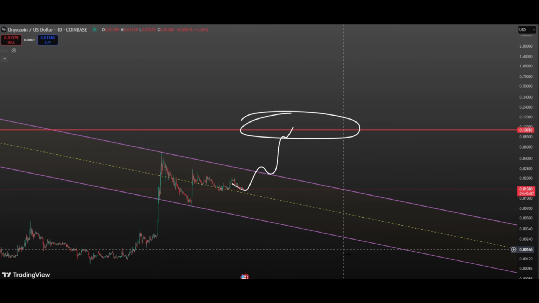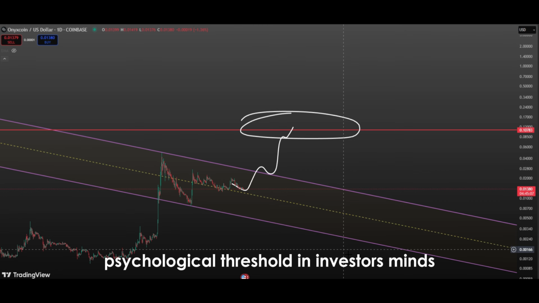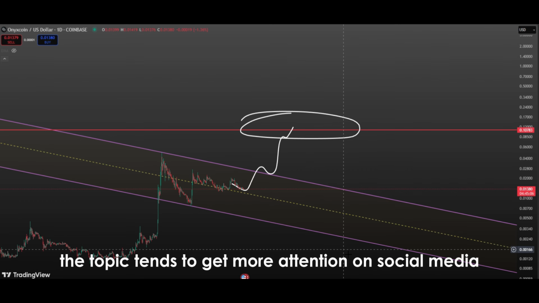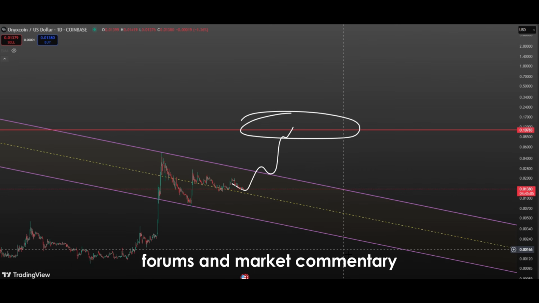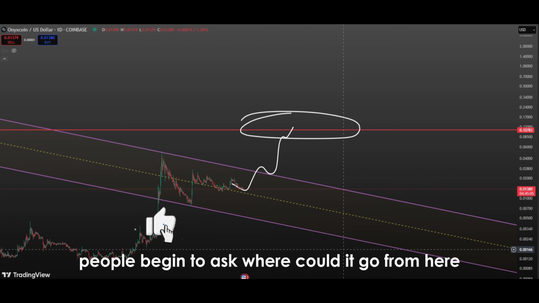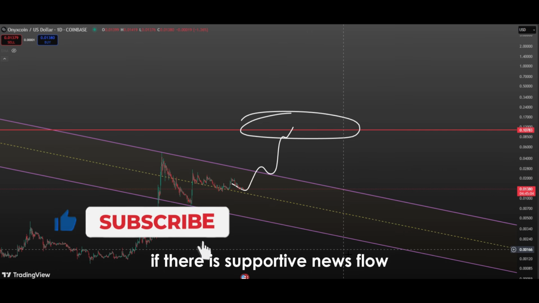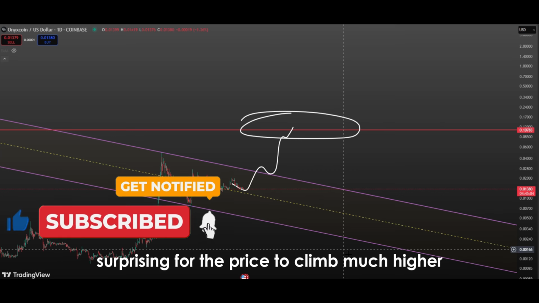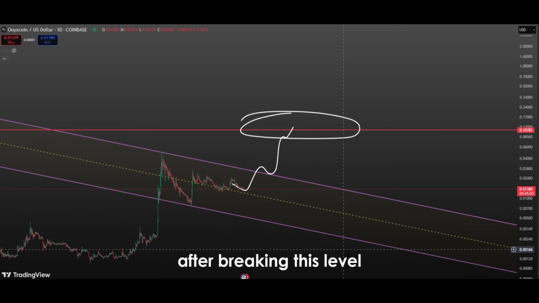The 10 cents level is also an important psychological threshold in investors' minds. So as the price approaches this point, the topic tends to get more attention on social media, forums, and market commentary. This can generate additional demand. People begin to ask, where could it go from here? If there's supportive news flow, strong technical indicators, and rising trading volume, it wouldn't be surprising for the price to climb much higher after breaking this level.